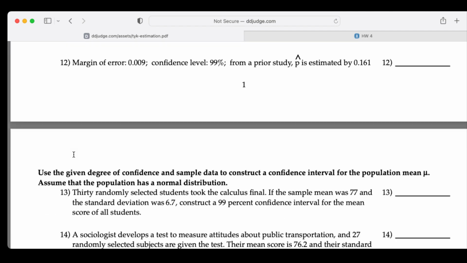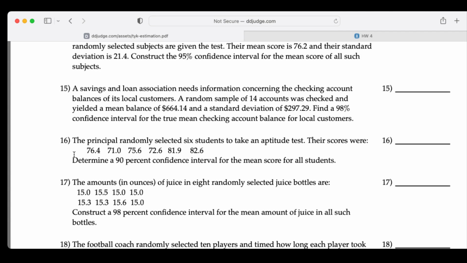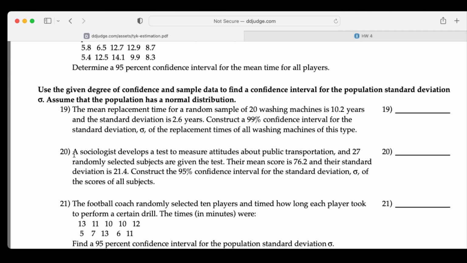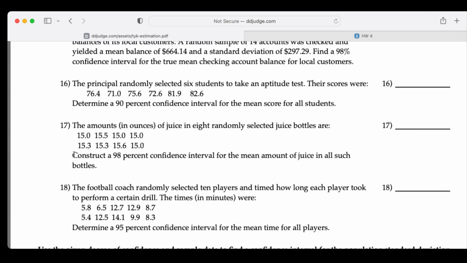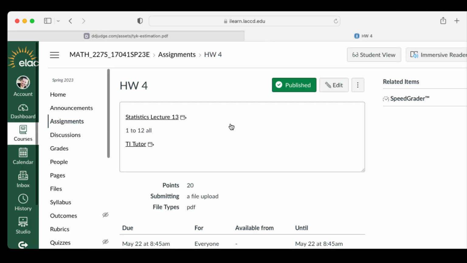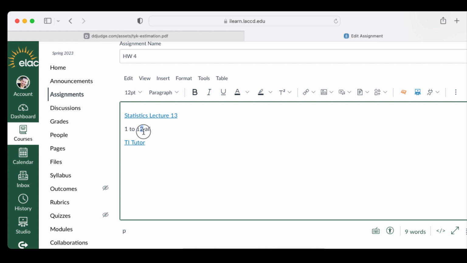Anyway, let me see. I think I have to give you all of these. I have to modify it. Let me see. Yeah, I'm going to say 1 to 18 all. I'm going to edit this. But 9 through 12, we're going to do on Monday.